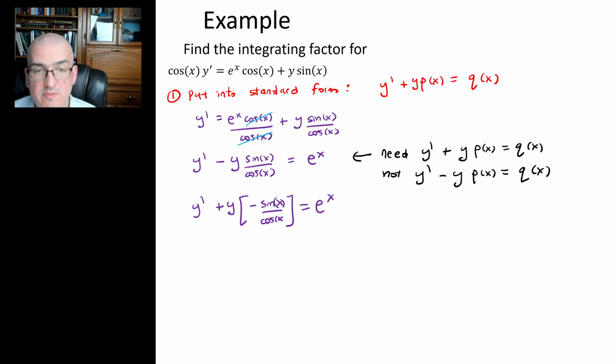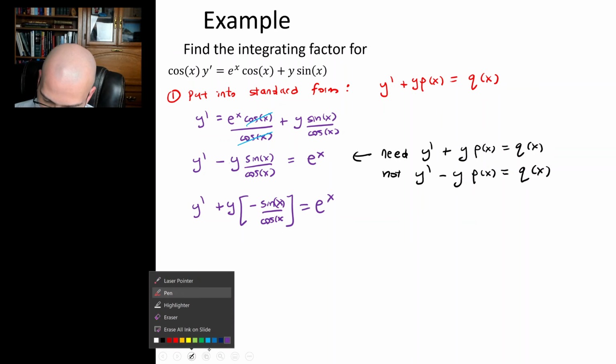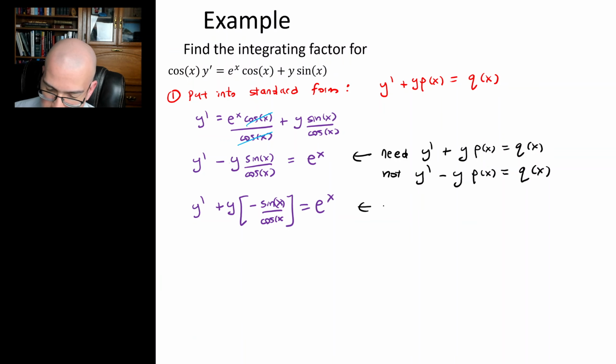So we have to make sure it's a plus, and that means that our p of x will have that negative sign attached to it. Now it's in standard form, with p of x equal to negative sine of x over cosine of x.